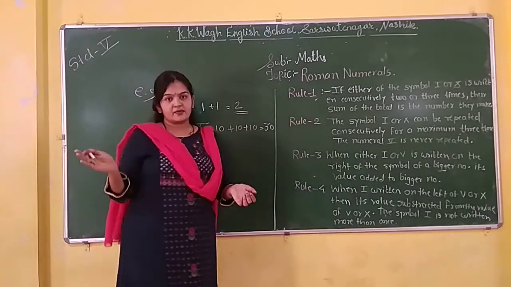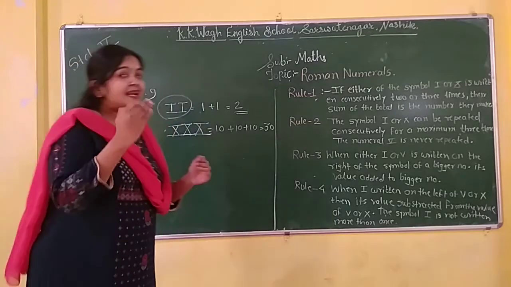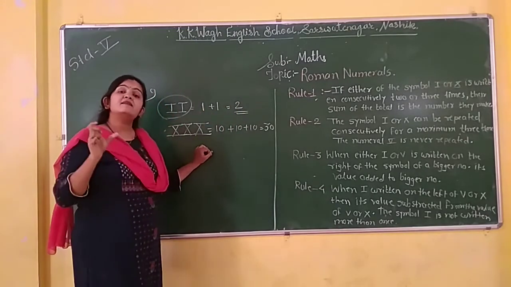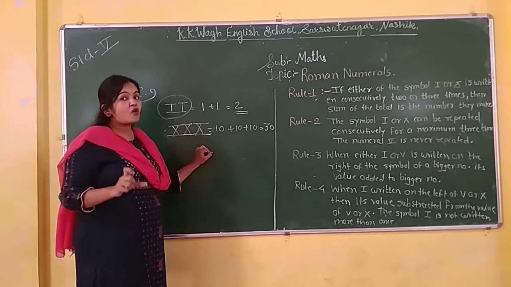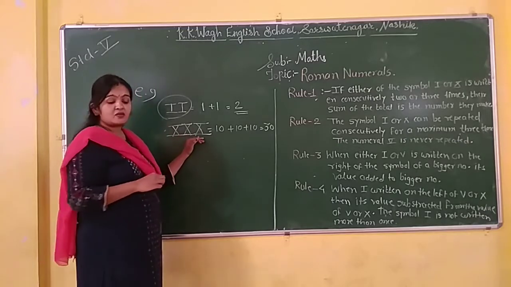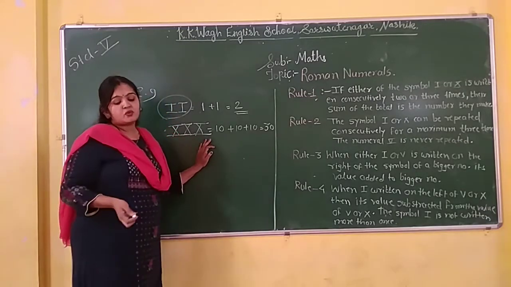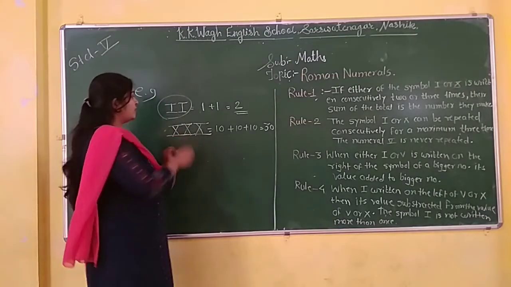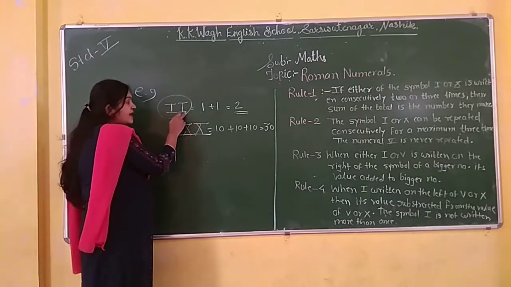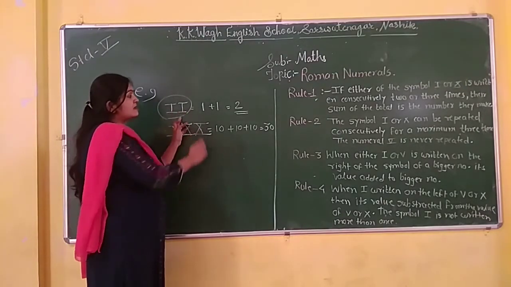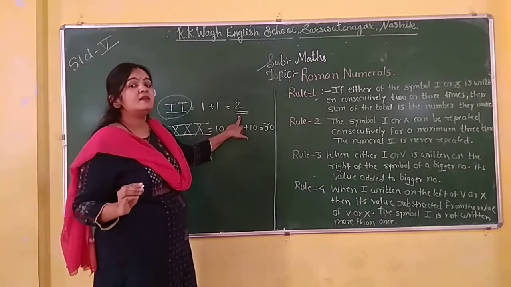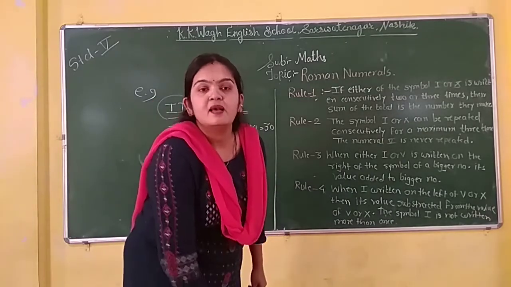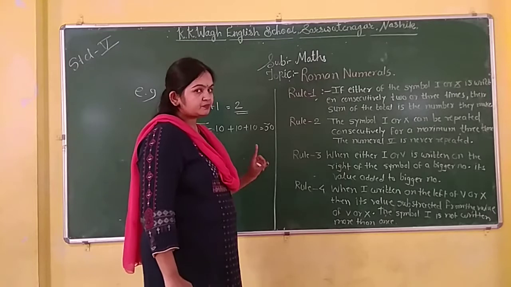What we have to remember in this rule: if either of the symbols I or X is written consecutively, 2 or 3 times, then it makes the sum, the addition of the numbers. So what do you have to understand in the first rule? Repeating the symbol means addition. Here we are repeating the symbol, I is here, another I is here, so I plus I is equal to 2. So you understand the first rule? Okay.